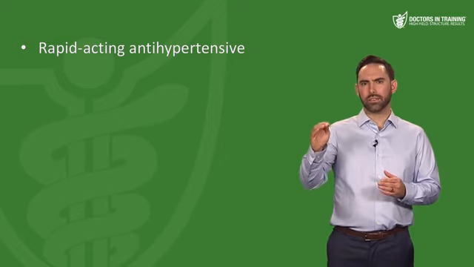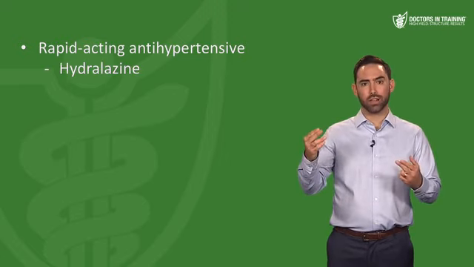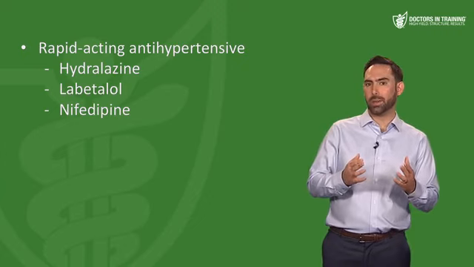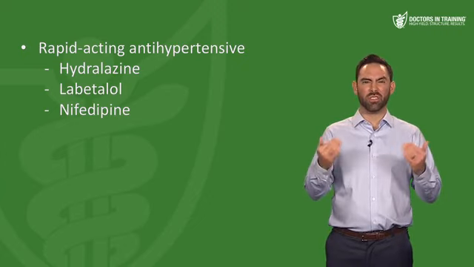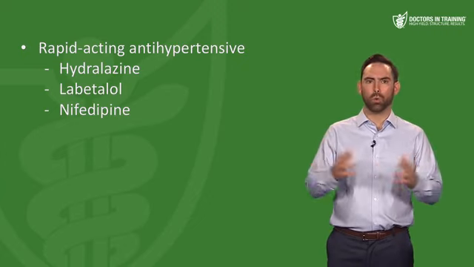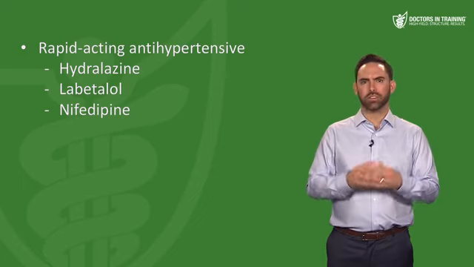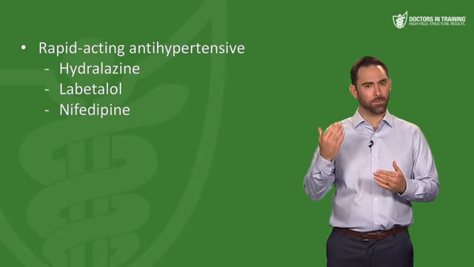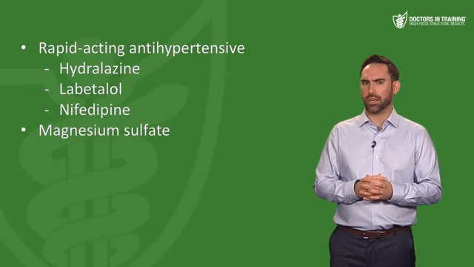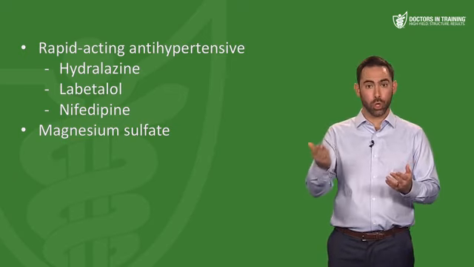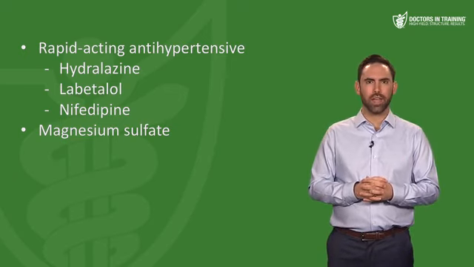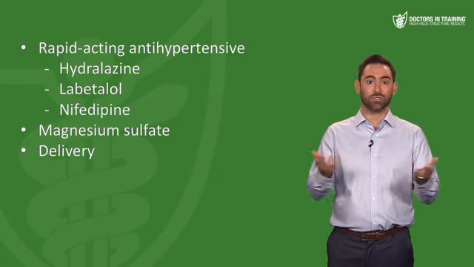We give rapid-acting antihypertensives like hydralazine, labetalol, or nifedipine to bring the blood pressure down if it's greatly elevated, over 160/110. This is to prevent the patient from having a stroke. We also give magnesium sulfate to prevent seizures or to terminate a seizure in eclampsia. And then the definitive treatment is delivery.